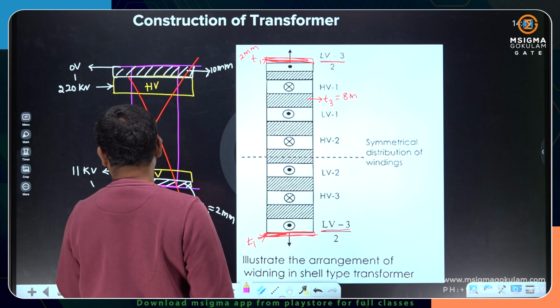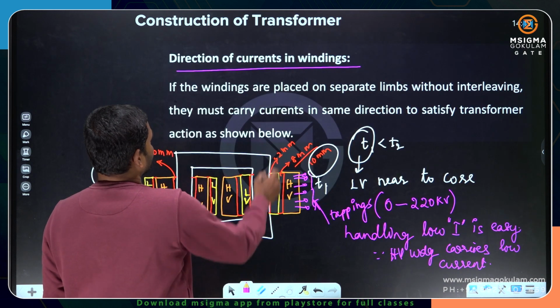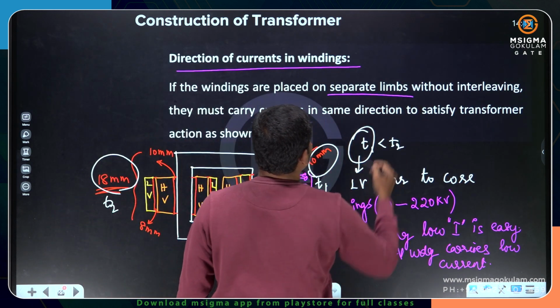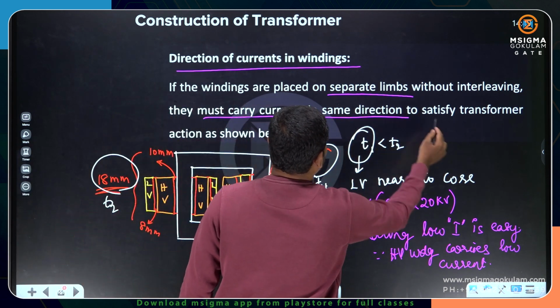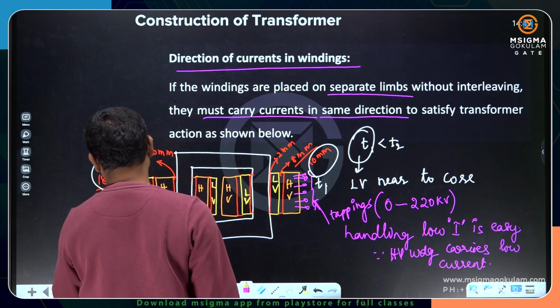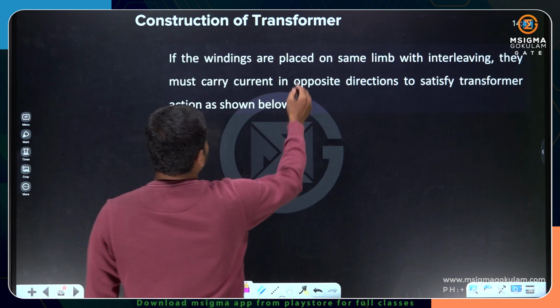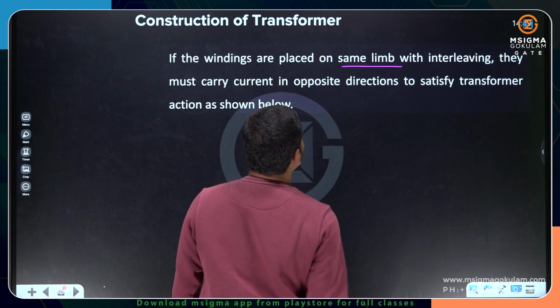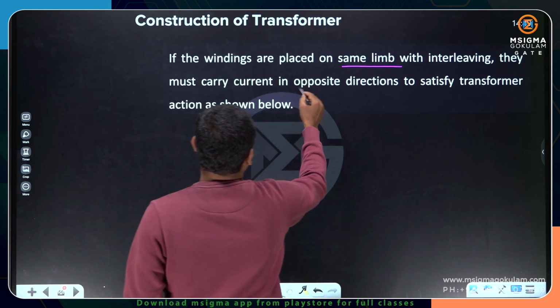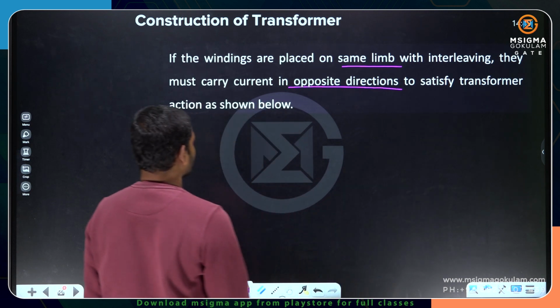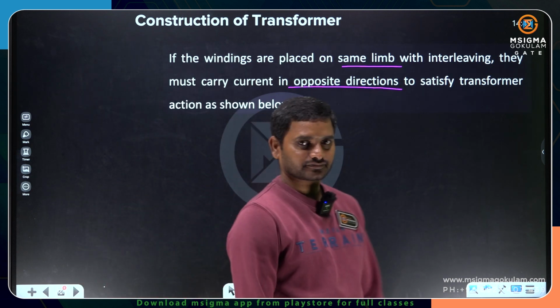So that is what he has given in the statement. If the windings are placed on separate limbs without interleaving, they must carry the currents in the same direction to satisfy the transformer action. Now, if the windings are placed on the same limb with interleaving, half LV, half HV, then they must carry opposite direction of currents to satisfy transformer action.